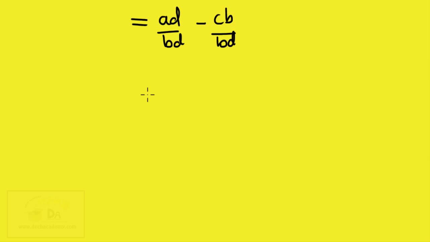Now we have two fractions with the same denominator term, so we know that this subtraction problem results in a fraction whose denominator is BD, the same as the denominators of the original fractions, and whose numerator term is given by AD minus CB.